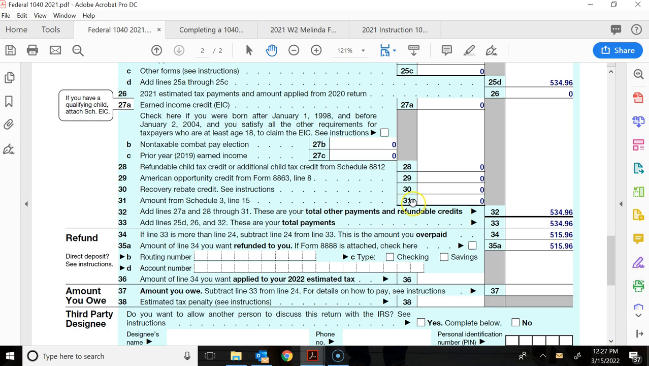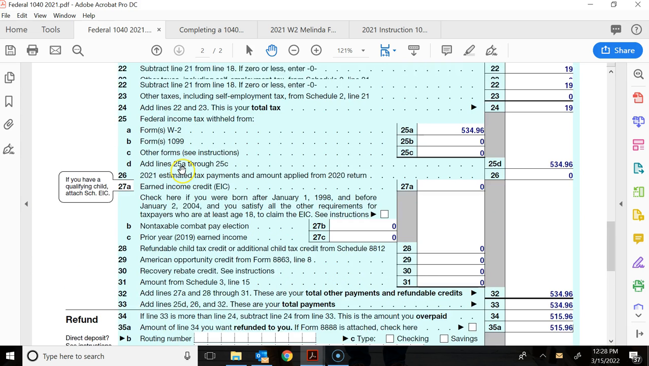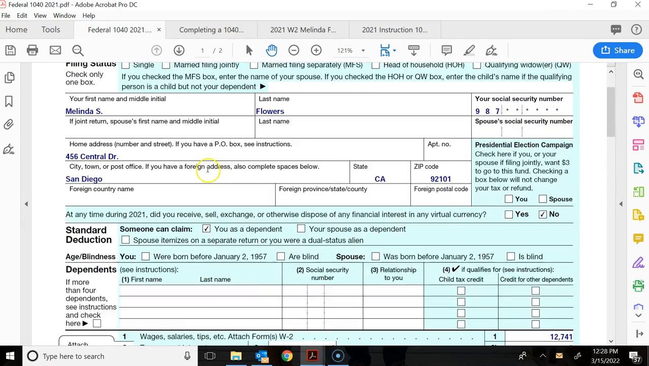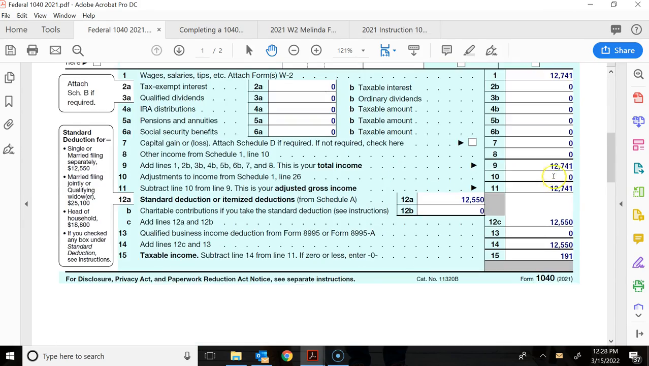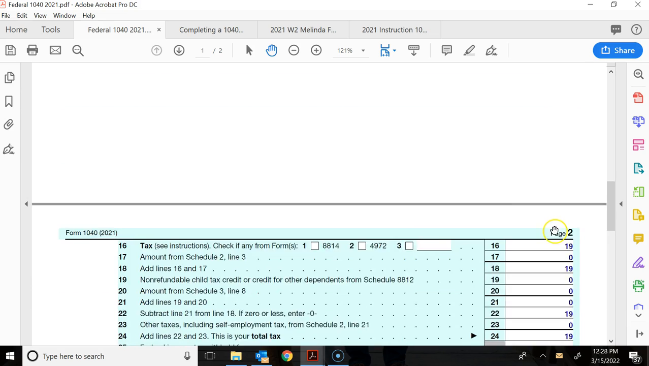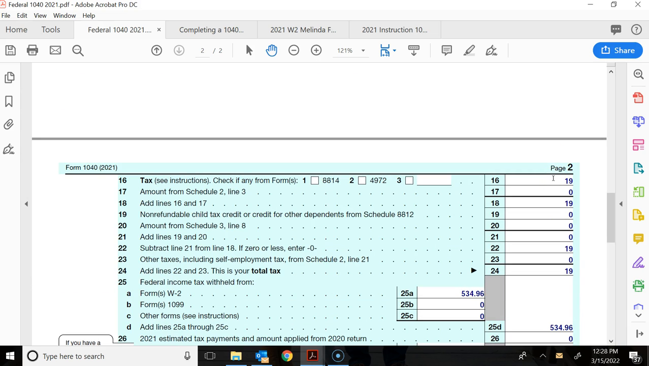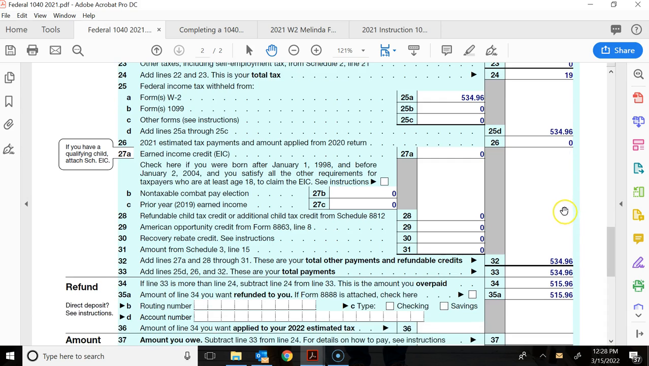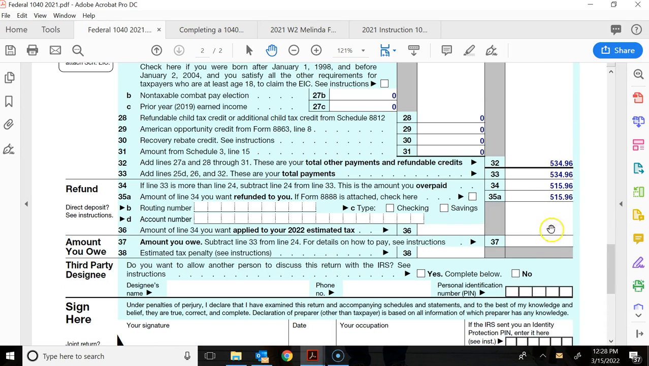And so we see that for, what is her name? Melinda Flowers. We know that this is how much money she made. This is how much of her income is actually taxable. This is the amount of taxes that she has to pay. This is how much she's already paid. So she overpaid, which means she's getting a refund of $515.96. That's it. That's all. Filing a 1040 for 2021.